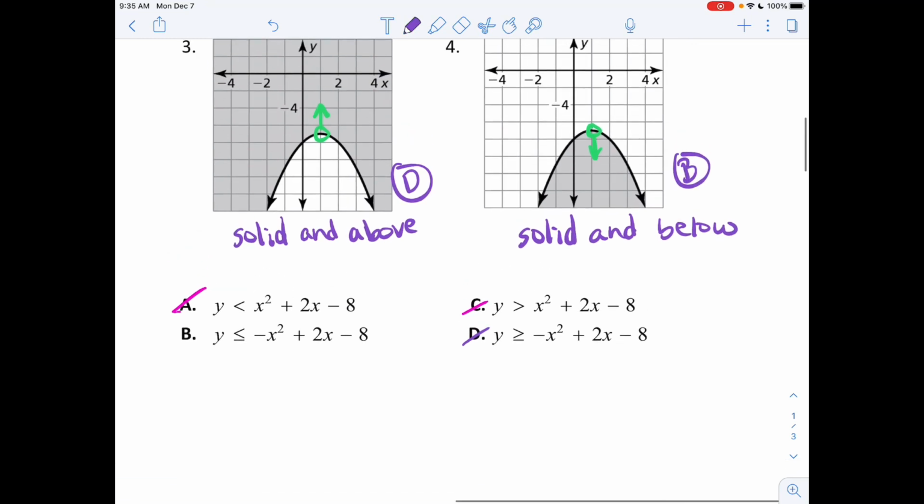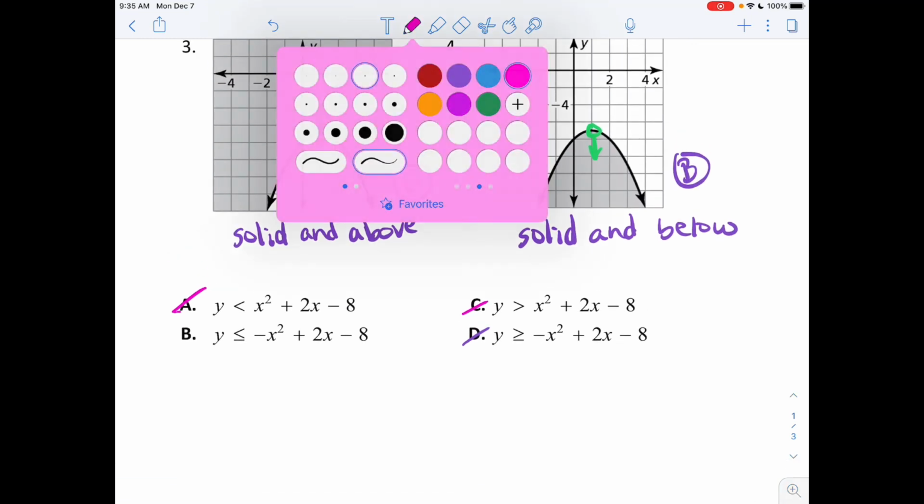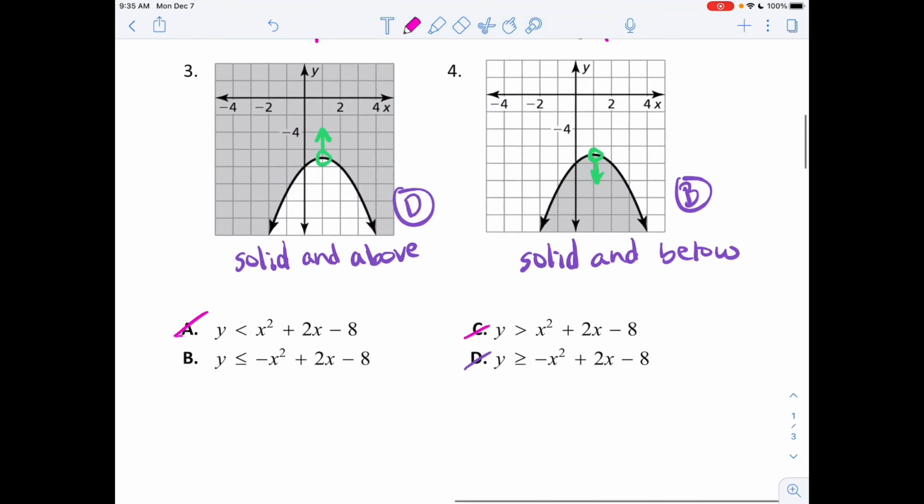Finally, let's go ahead and pick out a couple of solutions for 3 and 4. So on number 3, I chose to do a point right here. Remember, you're picking any point in the shaded area. That point is at 2, -4. All right, and then solid and below, I went ahead and picked the point 2, let's see, if this is 4, then this must be 6, 8, 10, 12. I picked 2, -12.